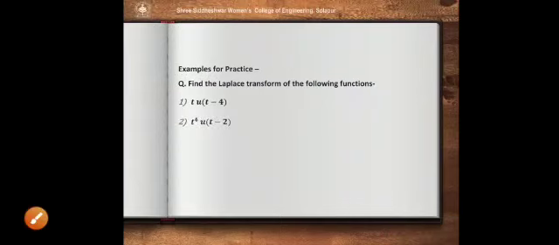Second one is t raised to 4 into u of t minus 2. Here f of t is t raised to 4 and a value is 2. F of t is t square and a value is 3. And the last one is f of t is 1 plus 2t plus 3t square plus t cube and u of t minus 3. So a equal to 3.